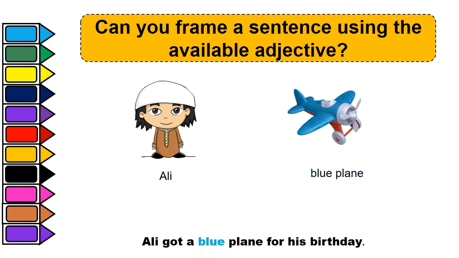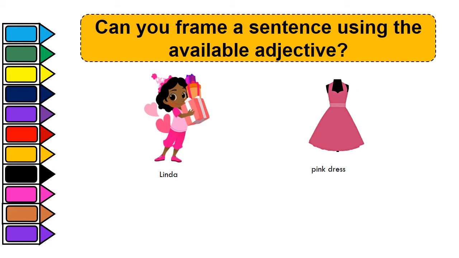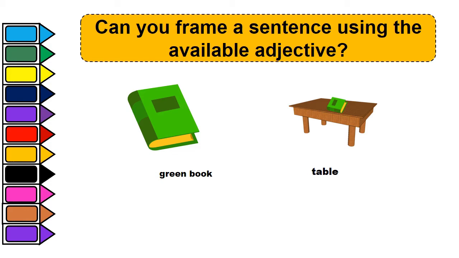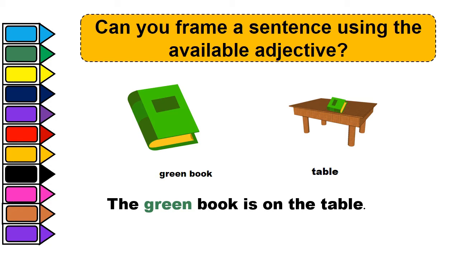Now, can you frame a sentence using the available adjectives? We have two pictures here, Ali and a blue plane. Now, we shall construct a sentence saying, Ali got a blue plane for his birthday. Let's look into the second picture. Linda wore a pink dress. You can see two objects here, a green book and a table. The green book is on the table.